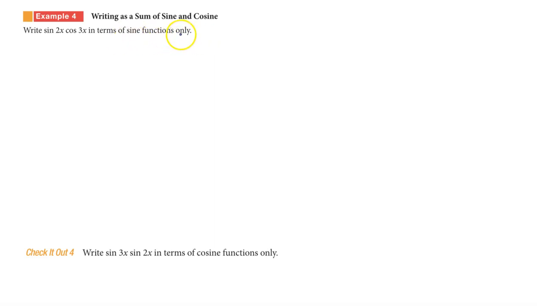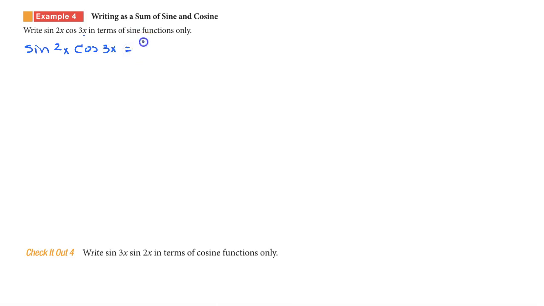So if you go look at your identities relating products and sums, it was the second one where it goes from a product to a sum. That's what we're going to use. And we're going to use the one with sine A, cosine B, where A is 2x and B is 3x. Okay, so we're going to start with that one. So we've got sine of 2x times cosine of 3x.